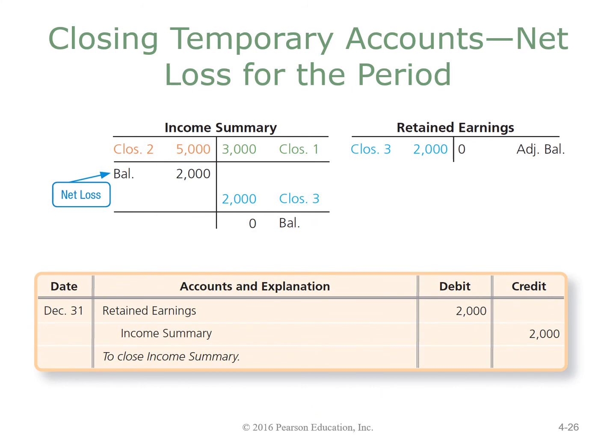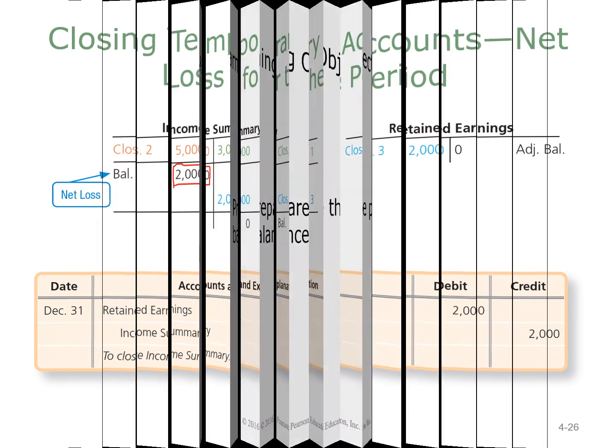This is the items that are not included in the income statement. This example, or this slide, is showing if we have losses, as I explained before. The only thing that will differ is that the balance here will be debit because the expenses are higher than the revenue. So the entry will be reversed, retained earnings will decrease, and income summary will be closed.